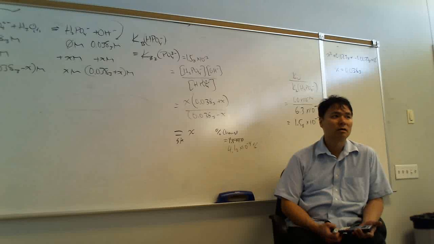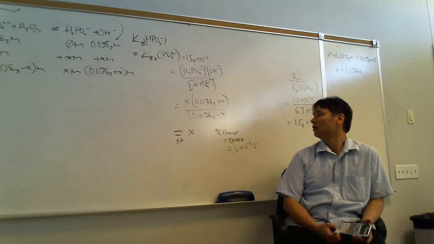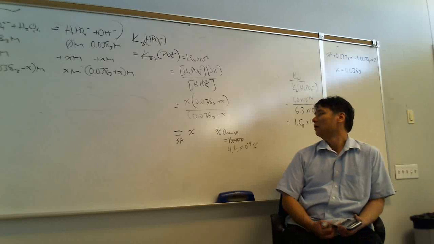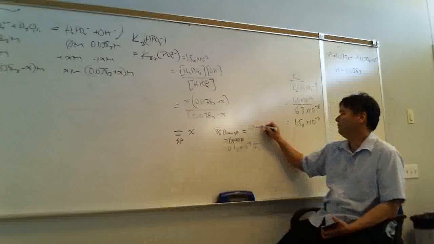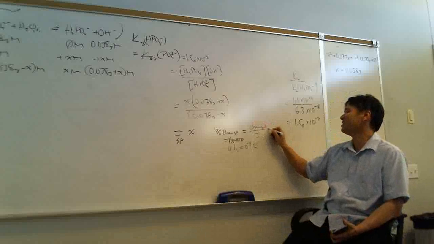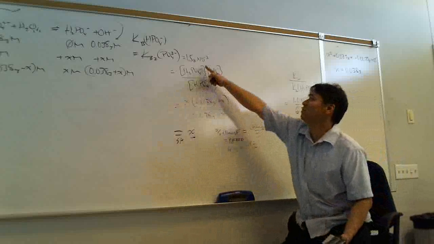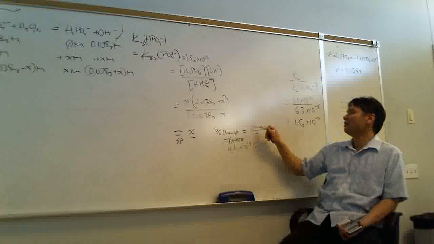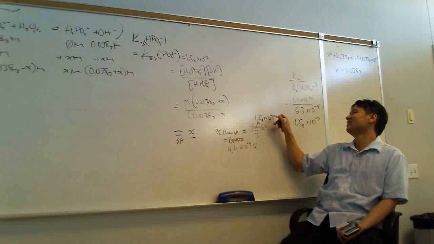When you're solving for the percent change, you have to multiply by the 0.0383 and divide it by the same 0.0383. No, percent change is the change divided by the initial times 100%. And so the change is X. X equals 1.58 times 10 to the minus 7.